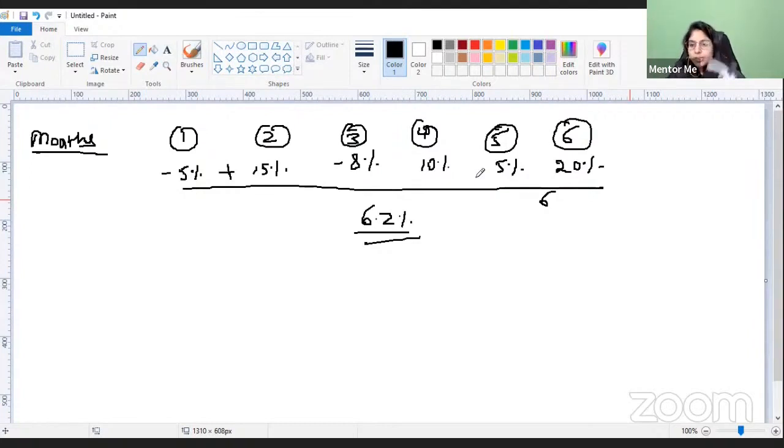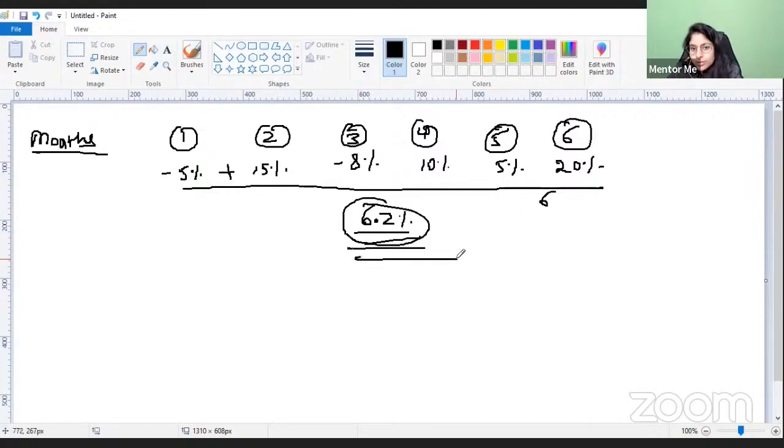Are we getting 6.2, everyone? Yeah, ma'am. Initially you told minus 15. I wrote it down, so I got a different answer. Achha, no, it's positive only. So I took here a minus 15. Okay, let's go, 6.2 we are getting, right?